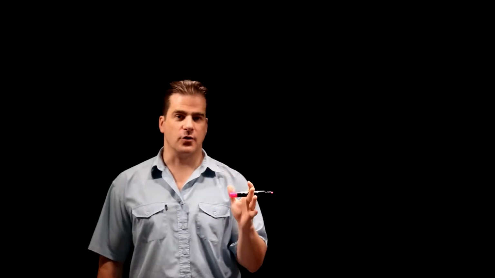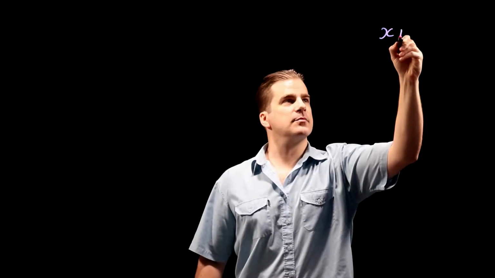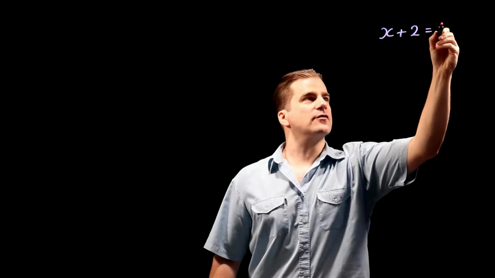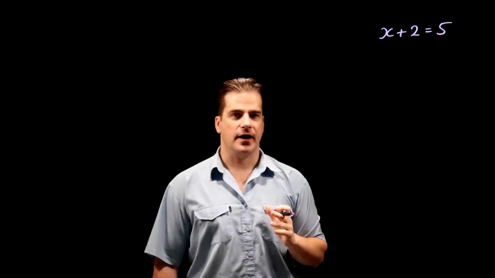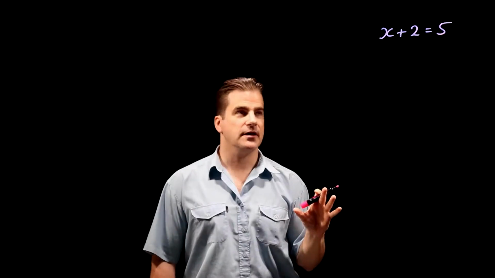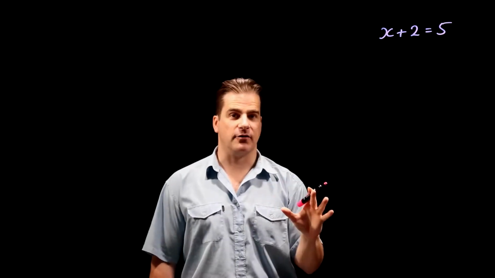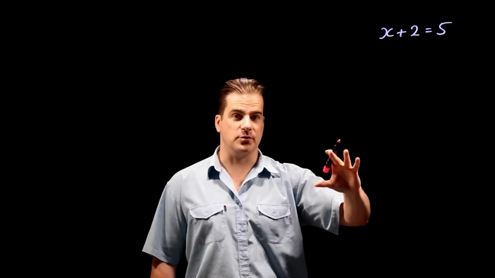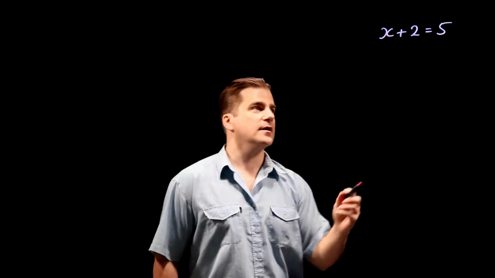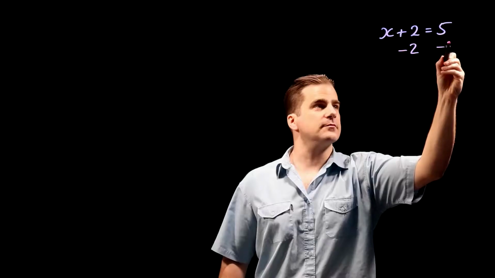Okay, to solve equations, you use your rearranging equation skills. Let's look at an equation like x plus 2 equals 5. To solve this equation, you need to get the x by itself. So the x on one side of the equal sign and everything else on the other. So we need to get the 2 over here. So we're going to subtract 2 from both sides.